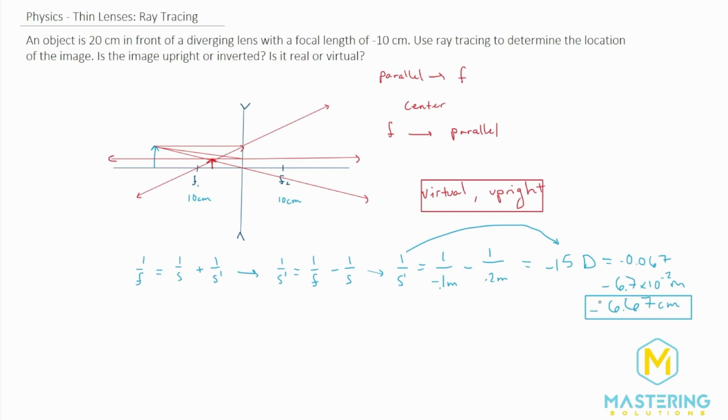So this is our image location. It's 6 and 2/3, or 6.67 centimeters, and the negative indicates it's on the upstream side of the lens. If the image is over here, it'll be positive. If the image is over here, it is negative by convention. So this is the answer: we have a virtual, upright image at 6.67 centimeters.